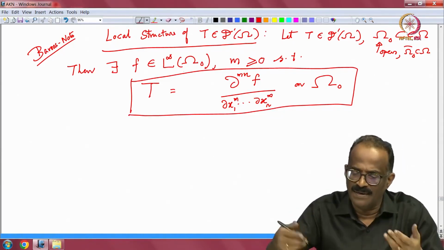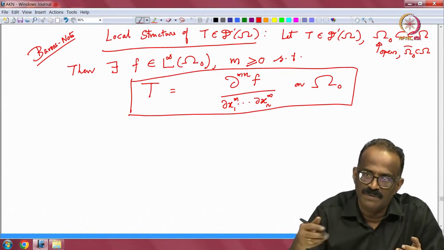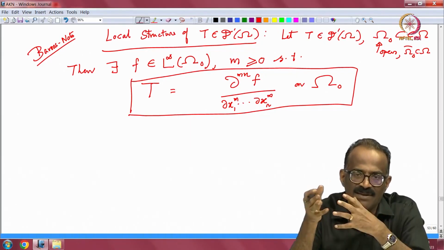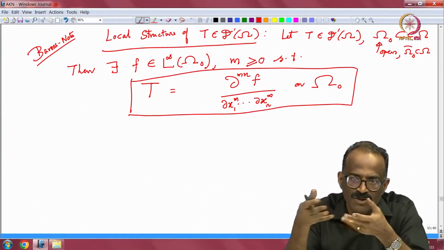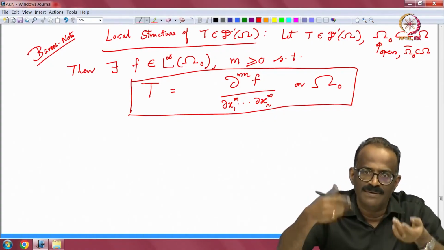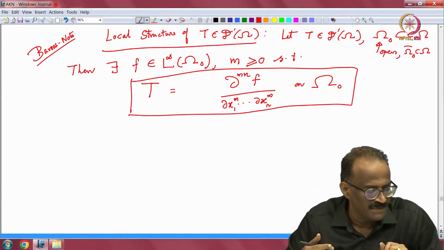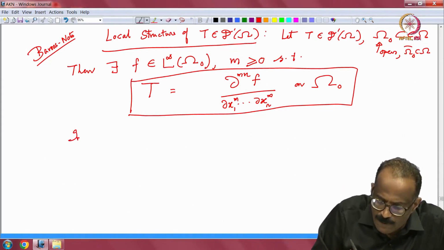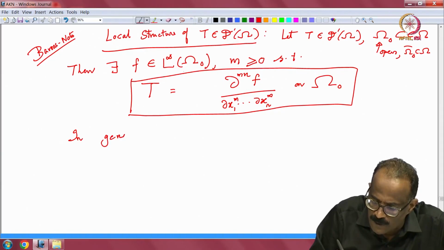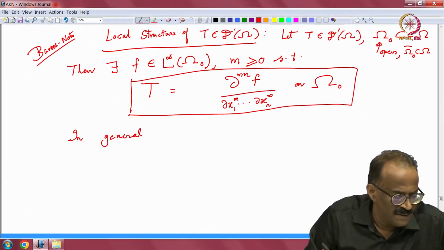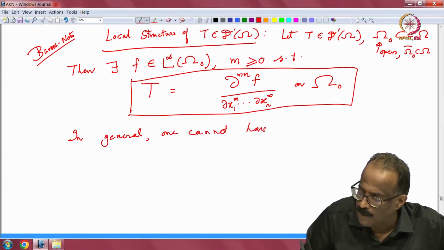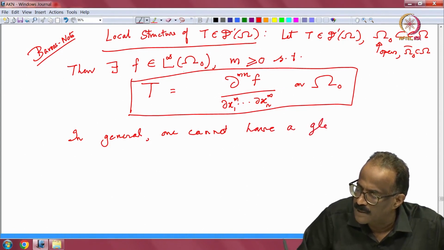In fact, you can further integrate, you can say that it is a derivative of some continuous function. Because a locally integrable function, if you take it and integrate, you get continuous functions. So you will be able to write it as the derivative of a continuous function. Such things can be done. In general, one cannot have a global representation.